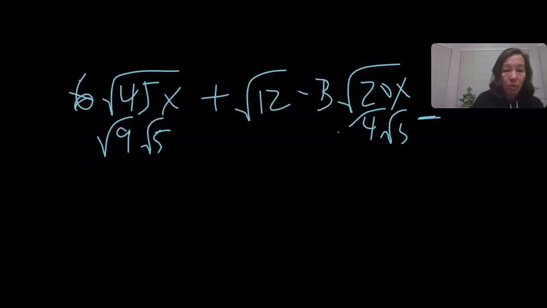So here we have square root of 9, square root of 5, and square root of 9 is 3, which will multiply by this 6 out front.